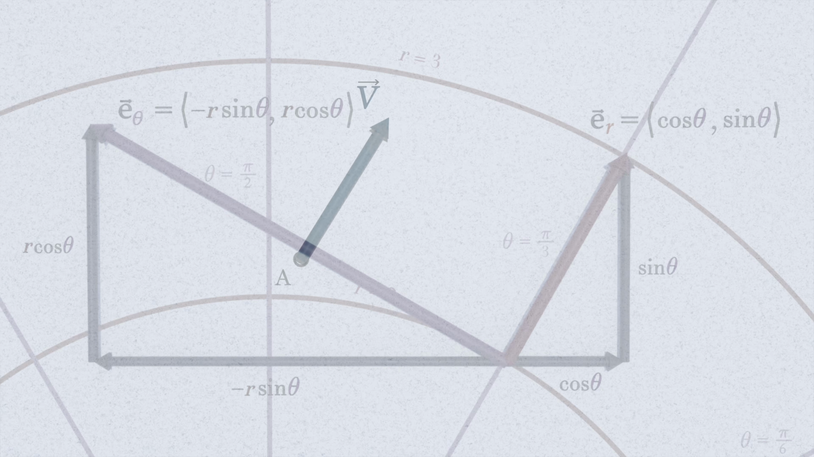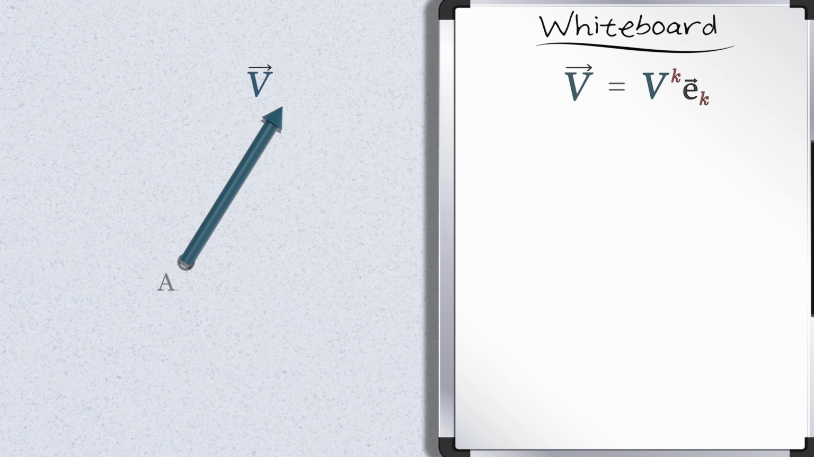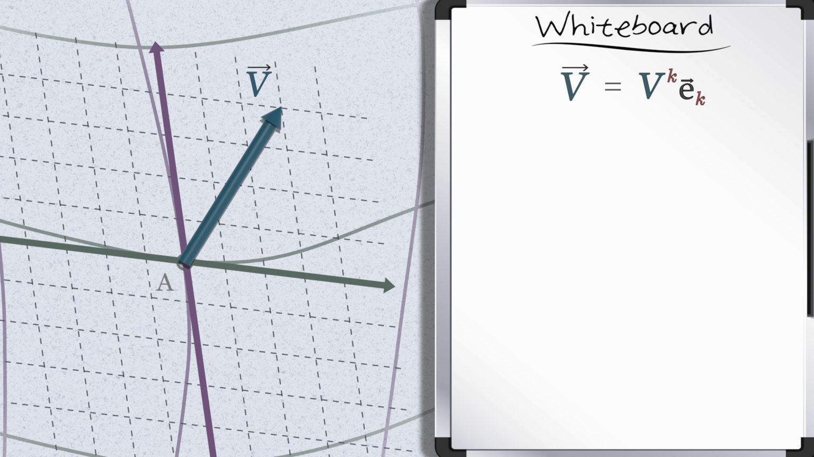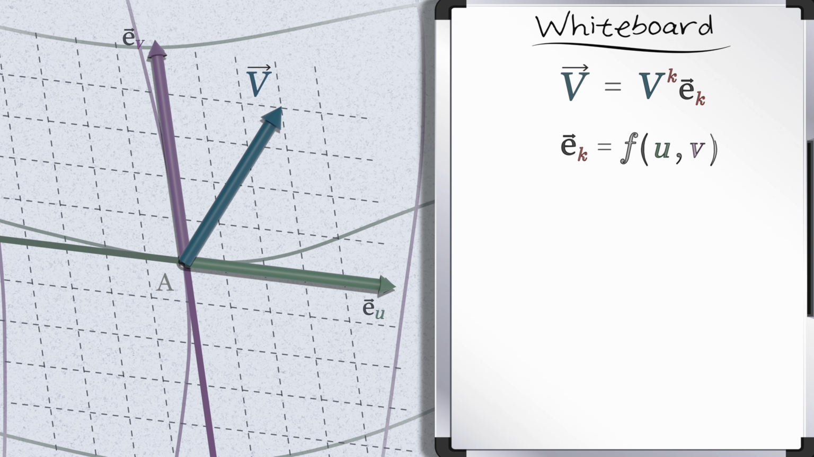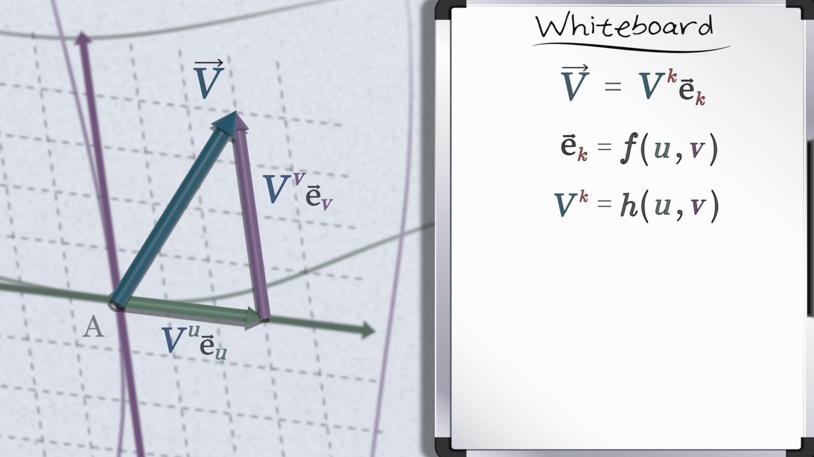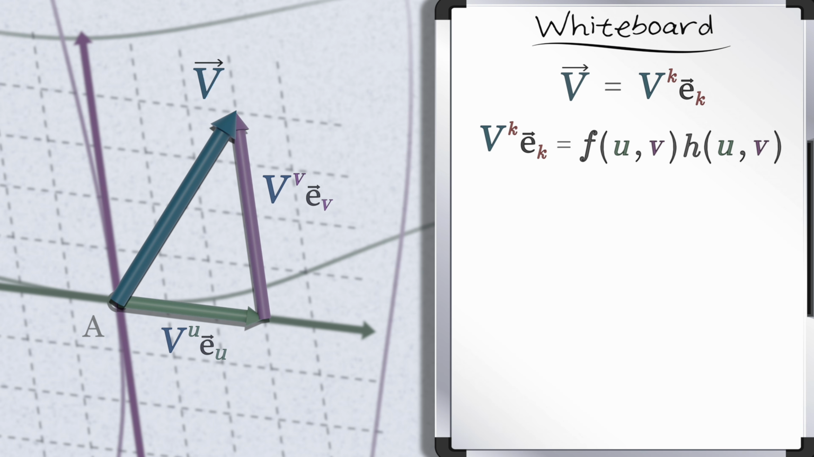Thus, when we consider a vector v equals v^k e_k being expressed in terms of some curvilinear basis, we're actually looking at a product function, since both how the basis vector e_k appears across the manifold and what component or proportion v^k of that basis vector is currently in play are going to be functions of u and v that smoothly differ at every point across the manifold.